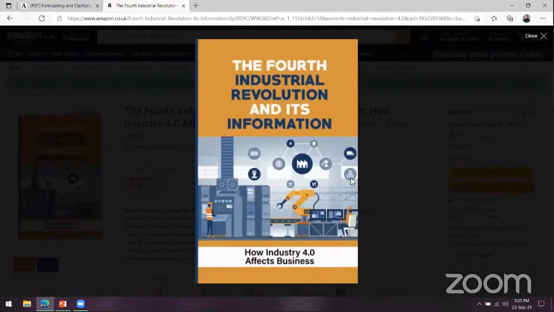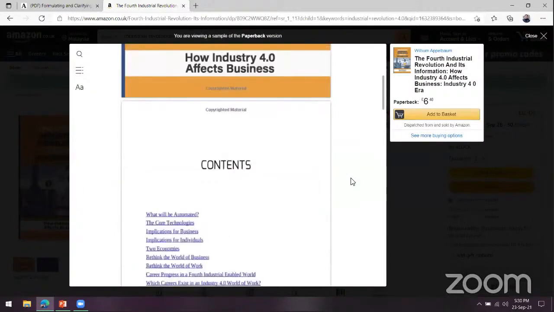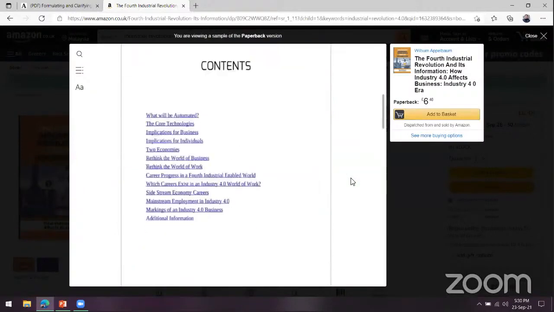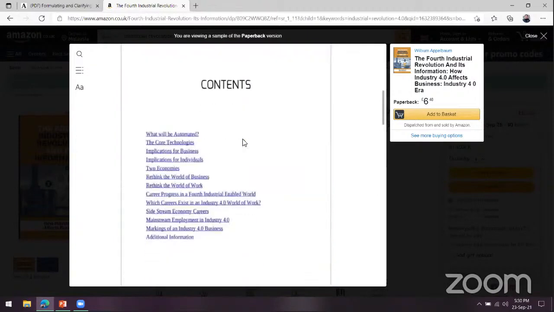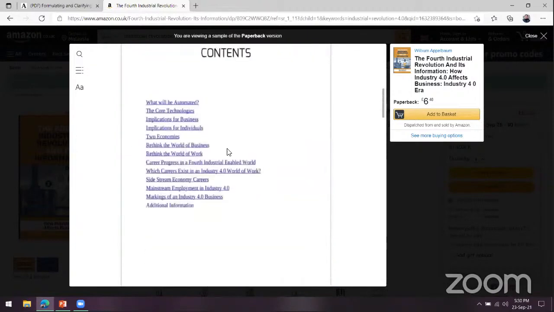So I assume that this would be one of the books. It is not that you must totally follow this. But from the subject, we are looking at the content. From subject to topic, these are the topics that we would like to go for. After we know that we are taking the subject of the fourth industrial revolution, obviously these are the topics that we have over here.